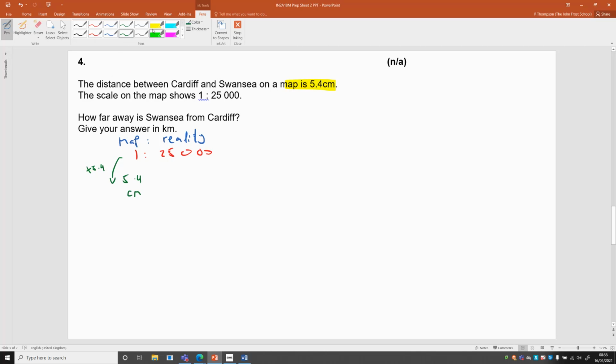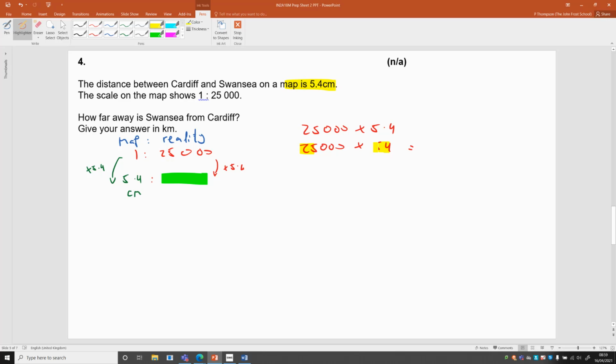All right, now if I want to know how far Swansea is away from Cardiff in real life, I need to find this bit here, which I do by timesing this by 5.4 as well. Okay, this looks scary, but don't be worried about it too much. So 25,000 times 5.4. Without the calculator, I'll do 25,000 times 54, and I will just do 25 times 54.